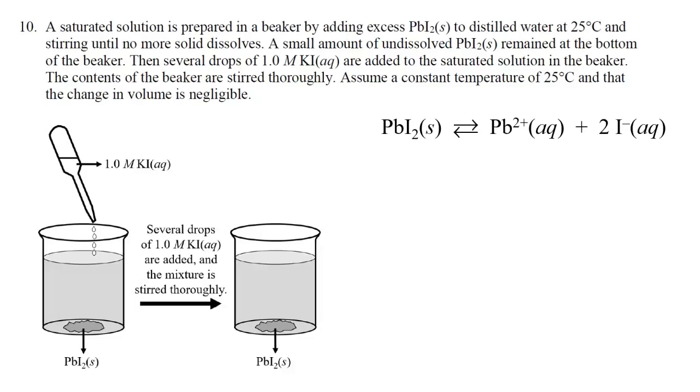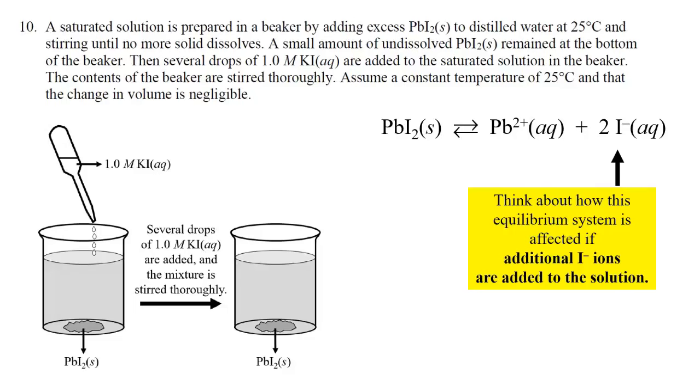We have the equation for the dissolution of solid lead iodide with solid PbI2 on the left, and then the aqueous ions Pb, so lead, 2+, and then I-, iodide, on the right side of the equation. So think about how this equilibrium system for the dissolution of solid lead iodide is affected if additional iodide ions are added to the solution in the form of that small amount of potassium iodide solution that's being added.